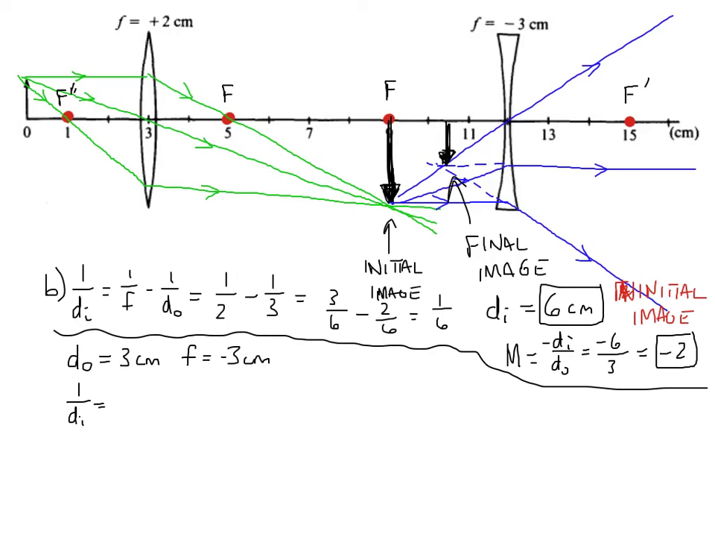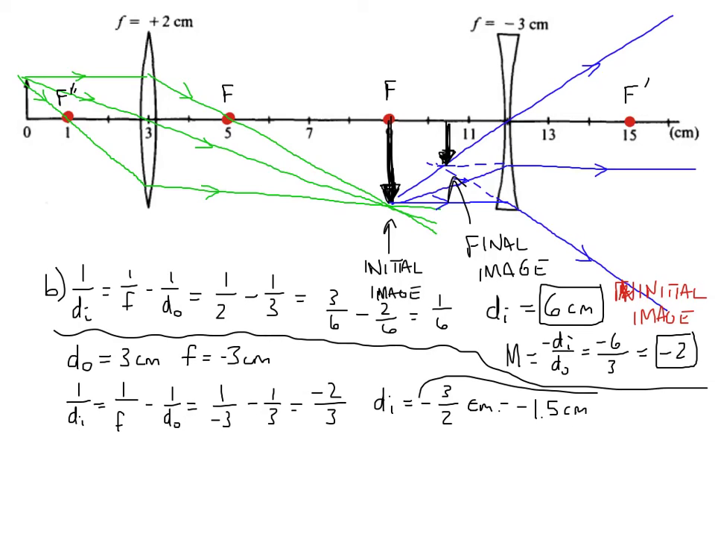1 over di equals 1 over f minus 1 over do. That's 1 over negative 3 minus 1 over 3. Negative 1/3 minus 1/3 equals negative 2/3. If you take the reciprocal of that, the di is equal to negative 3/2 centimeters, which is negative 1.5 centimeters. So either of those answers is acceptable. And let's see if that matches what we have on the image.